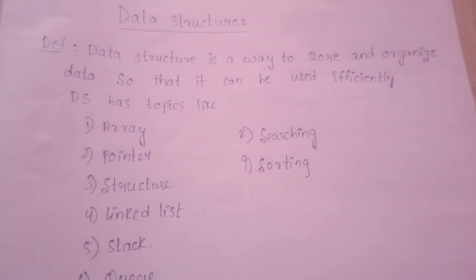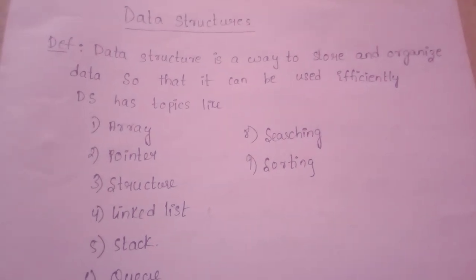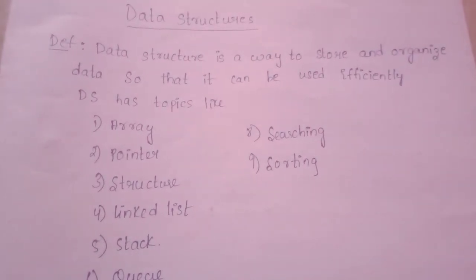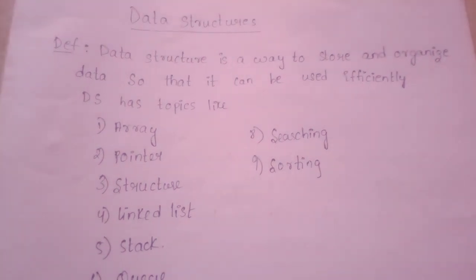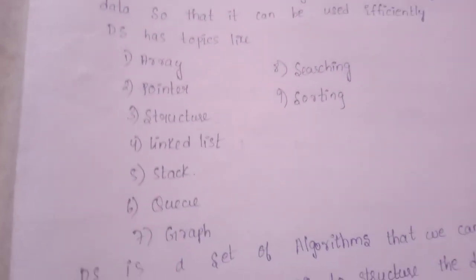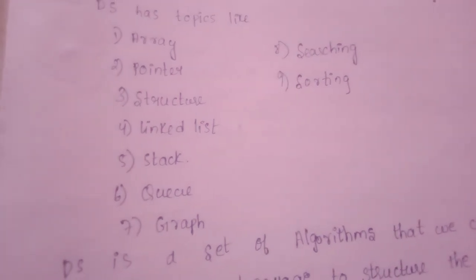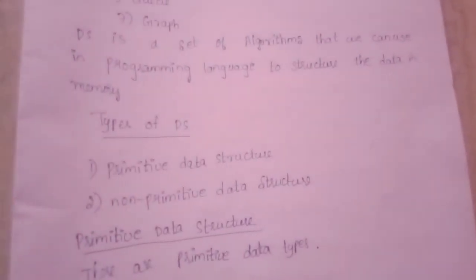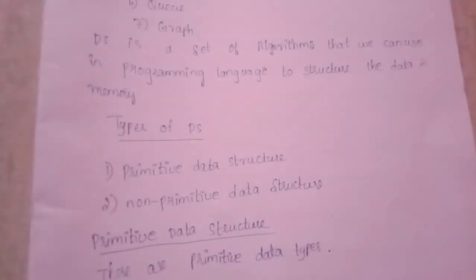Many of you from computer science already know about data structures, or have already heard about the topic. It is a very important topic that one who wants to become a software engineer has to know. So let's see what the different topics included in data structures are: arrays, pointers, structures, linked list, stack, queue, graph, searching, and sorting. A data structure is a set of algorithms that we can use in a programming language to structure the data in memory.